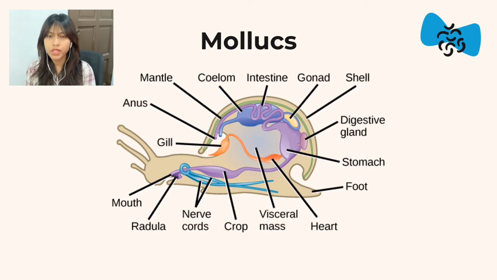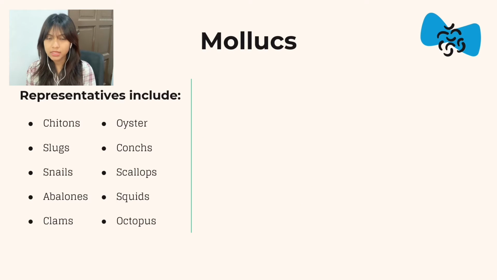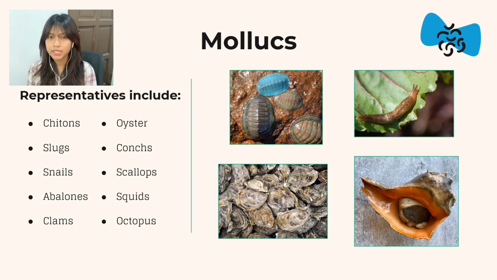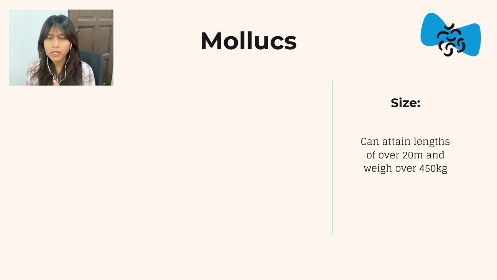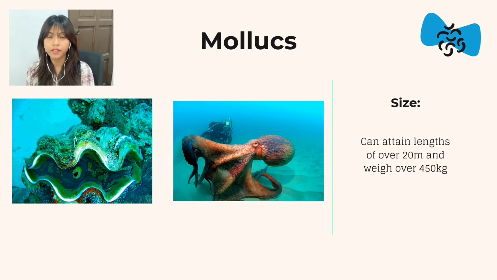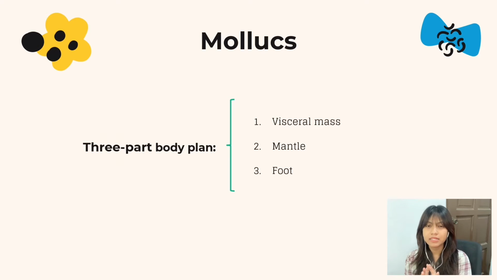First, we'll start off with mollusks. Shown here are the body parts of an animal categorized under mollusks. Representatives are chitons, slugs, oysters, conchs, and many more. Mollusks can attain a length of over 20 meters and could weigh over 450 kilograms. To think about it, it's almost the same weight as a grand piano that we see in musicals or operas. It's really big.